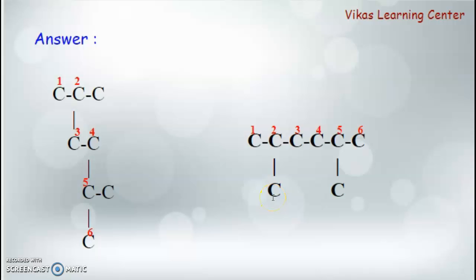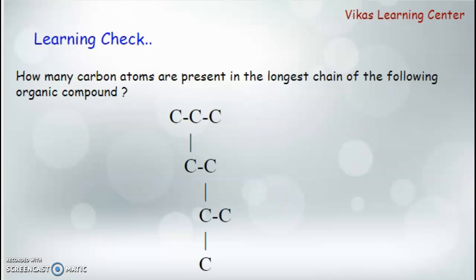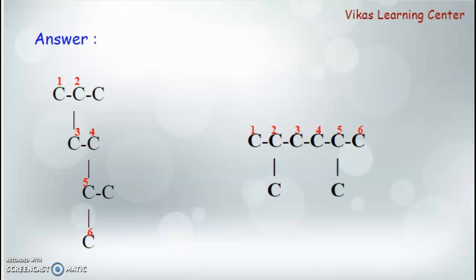So how many carbon atoms are present in the longest chain of this organic compound? The answer is 6. As you are finding, 6 carbon atoms are present in this long chain, and these 2 atoms are the substituents attached to the main chain of this organic compound.